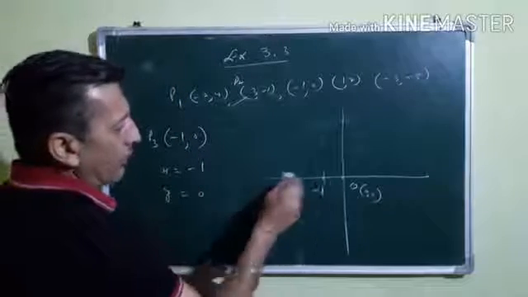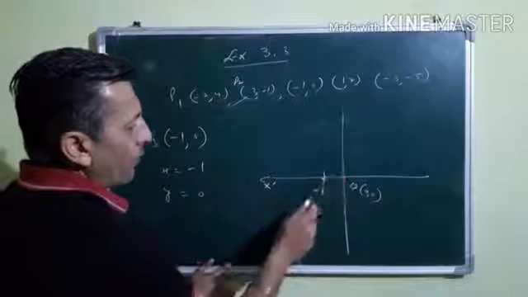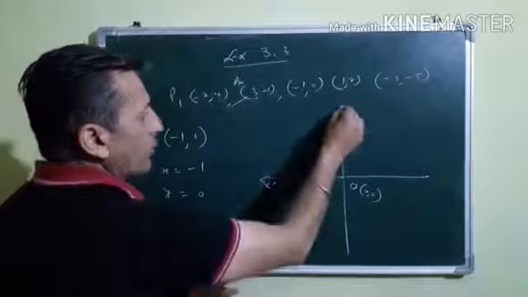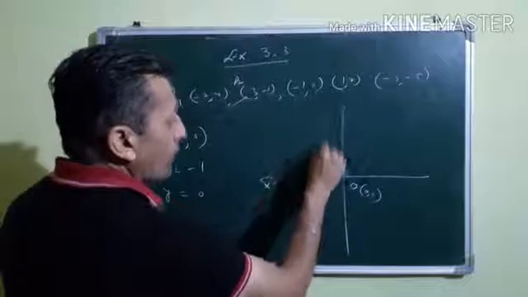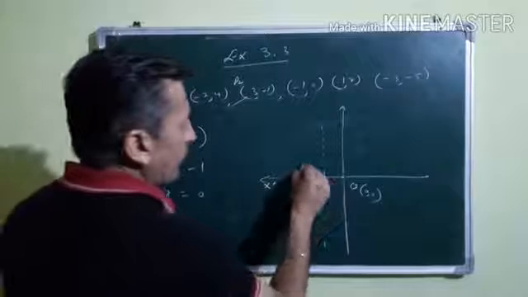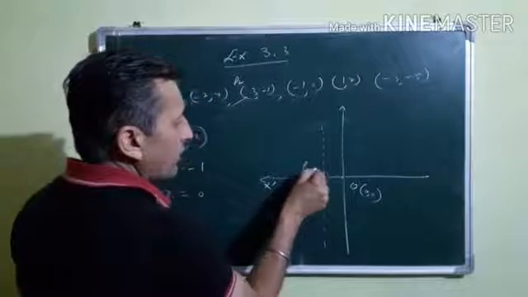When we are on the x-axis, the y is 0. When we are on the y-axis, in that case x is equal to 0. So this is the point. This is a line that shows your P3. So this is the position P3.